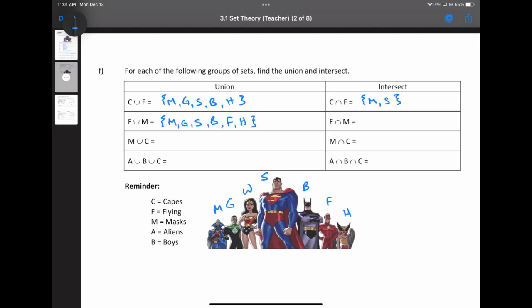And for the intersection, which ones have both criteria met? Martian Manhunter, no mask. Green Lantern, no mask. Superman, no mask. Batman, no fly. Flash, no fly. I think it's just H. I think she's the only one. Hawkgirl is the only one with a mask that does actually fly.